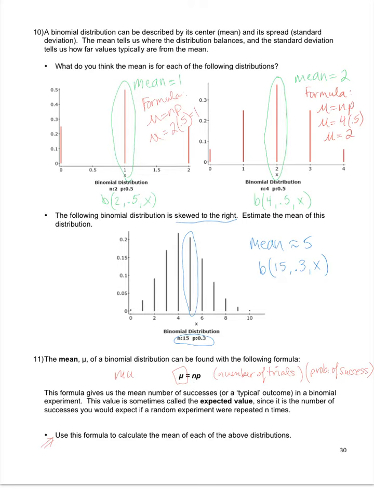And then the third one that was a little bit tougher, this will be interesting to see how good our estimate was. We have that the mean is equal to n times p. So the mean is equal to 15 times 0.3. And that gives us a mean of 4.5. So we're a little off in our estimate. We had 5 originally, so it looks like the mean is right here at 4.5.